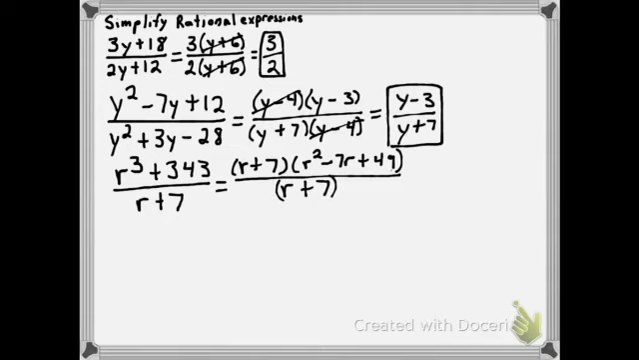And so since that quantity r plus 7 is on the top and it's also on the bottom, you can see it here on the top and then on the bottom. That is a factor that can be canceled out. And so we're going to cancel that r plus 7 on top with the one on the bottom. And what it's going to leave us with is what's left. And that is r squared minus 7r plus 49. And that is our final answer.